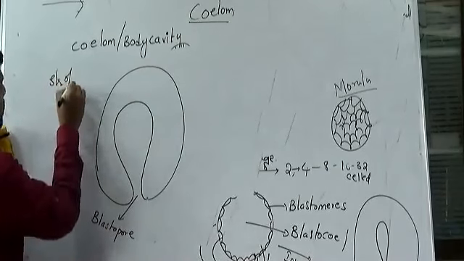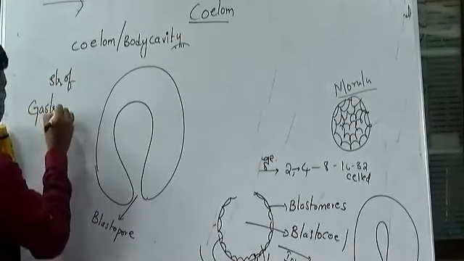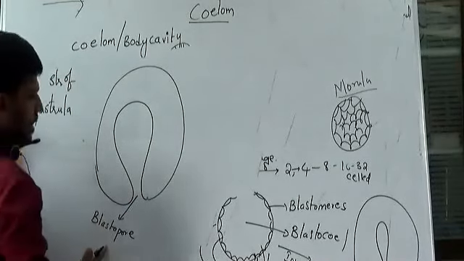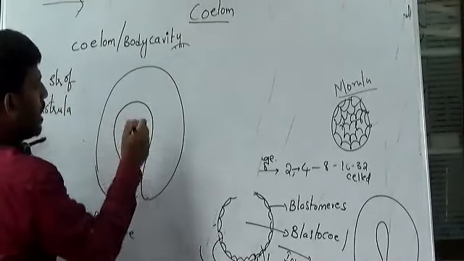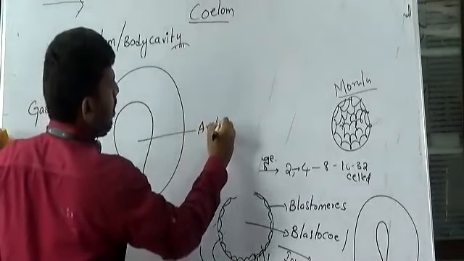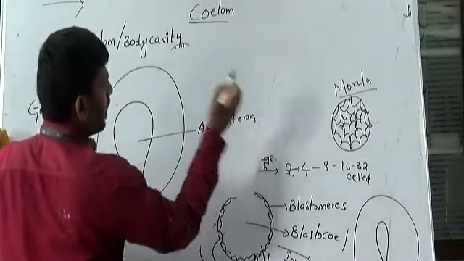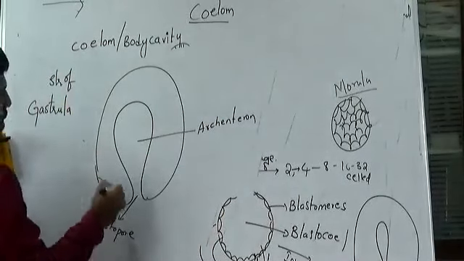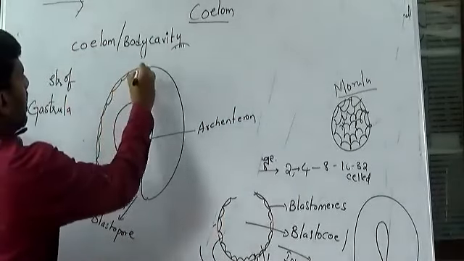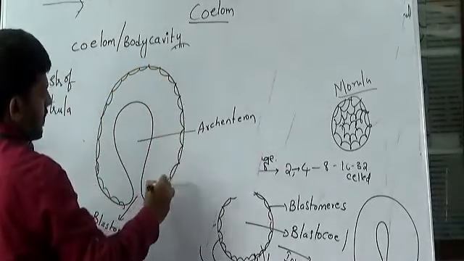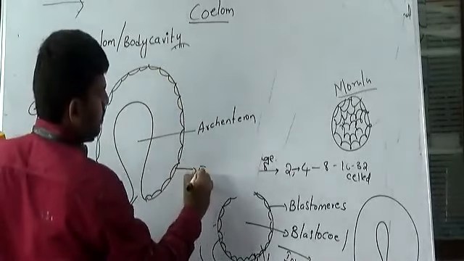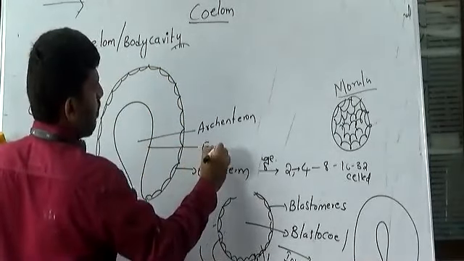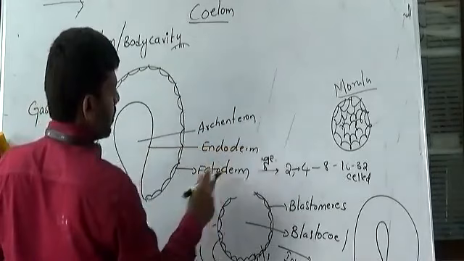Structure of the gastrula, we are going to see here. A small opening is present, which we call the blastopore, and this blastopore opens into a wide cavity, which we call the archenteron. And the outer layer, this one, is called the ectoderm.